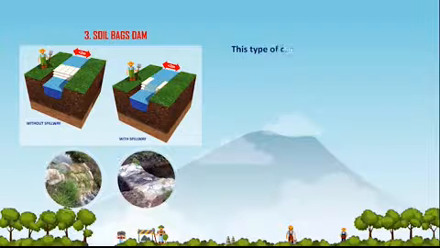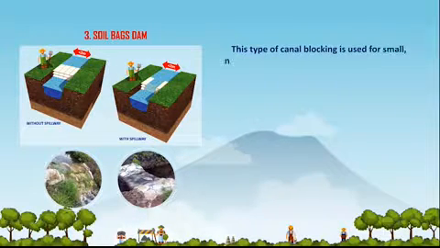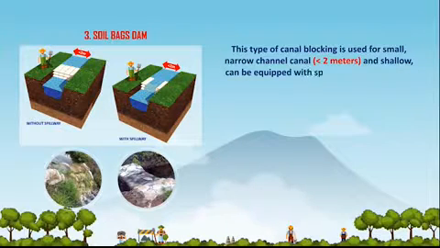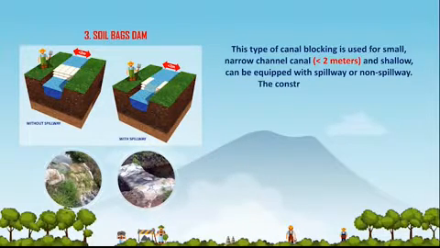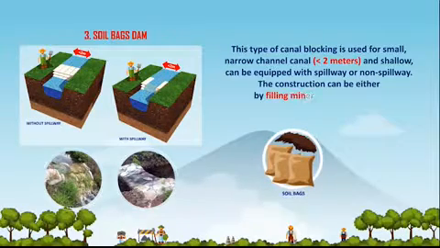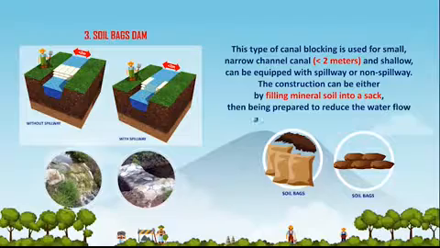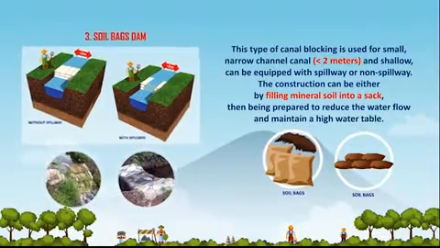Soil-based dam. This type of canal blocking is used for small, narrow canals less than 2 meters and shallow, and can be equipped with spillway or non-spillway. The construction can be done by filling mineral soil into sacks, which are prepared to reduce the water flow and maintain a high water table.